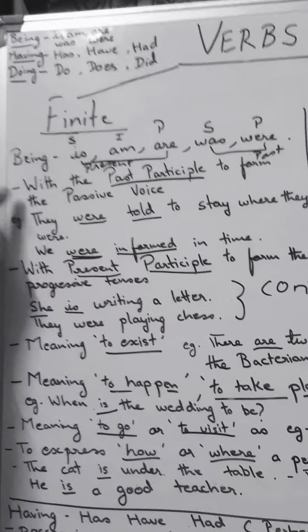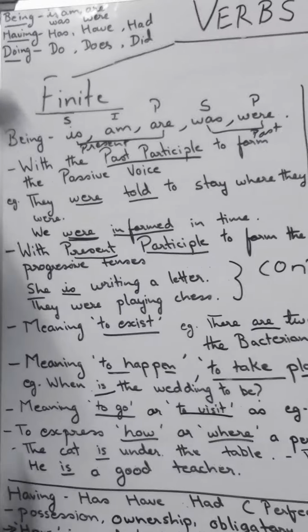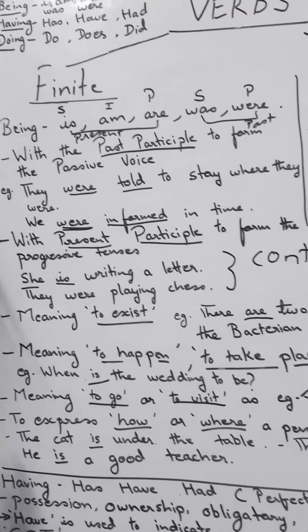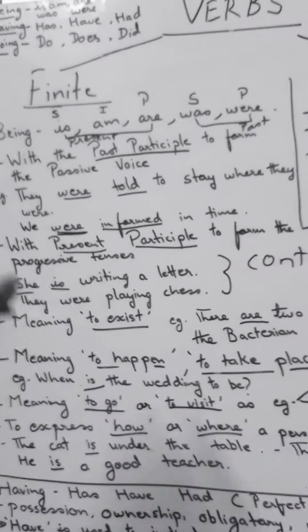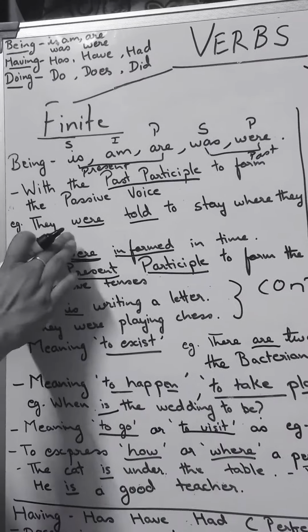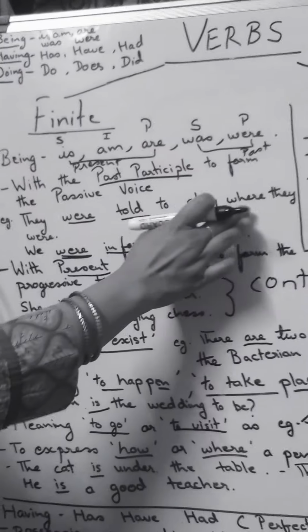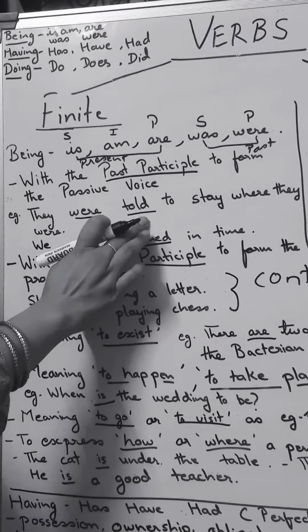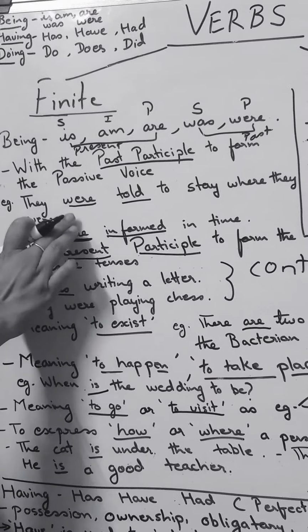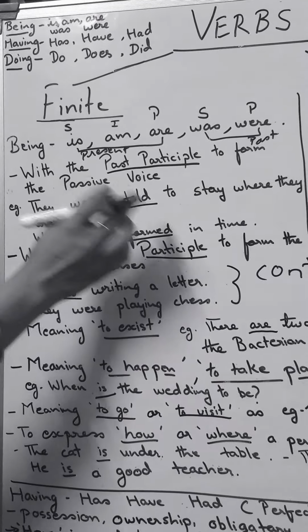Now, when we use being with the past participle, we are using it to form the passive voice. They were told to stay where they were. Were is the being form, told is the past participle, so we are using it in the passive form.